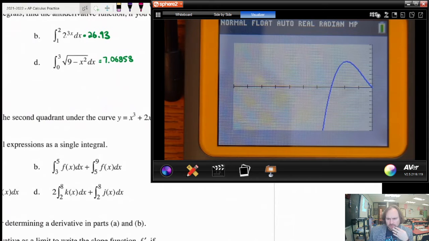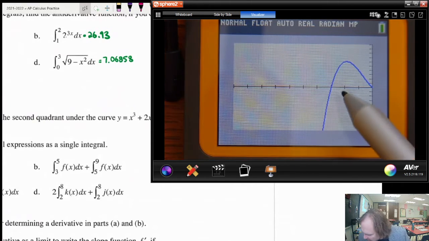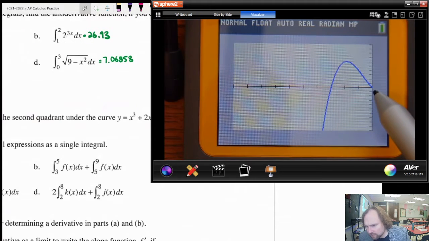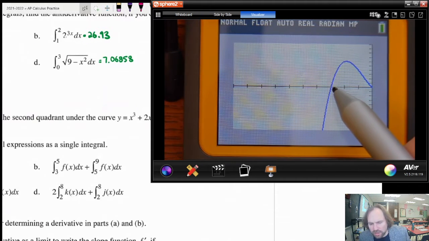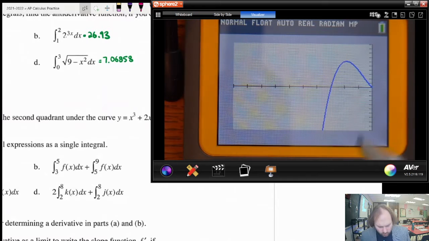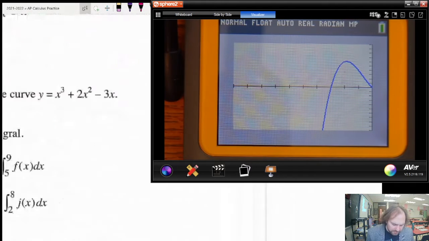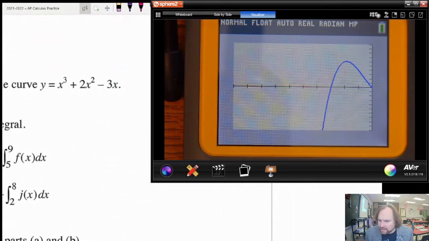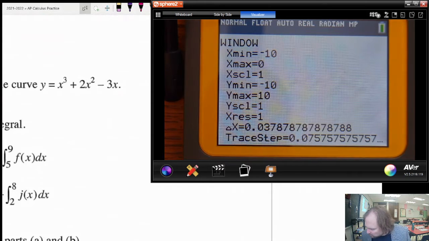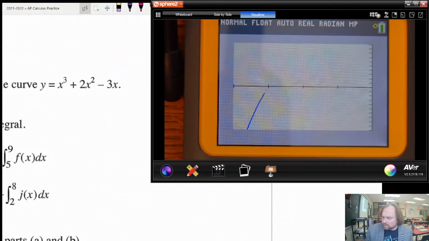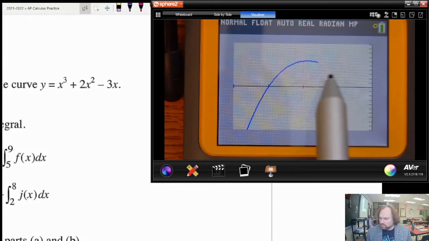Okay, area under the curve. Since they specifically said under the curve, I think what they mean is from this point to 0, right there. We could have done some work with this polynomial to figure out that the zero at negative 3 exists, but we're just going to use the grapher now. Let's adjust this a little bit and go from negative 4, right there. I want to get a better look at it. So we're looking for that area right there.